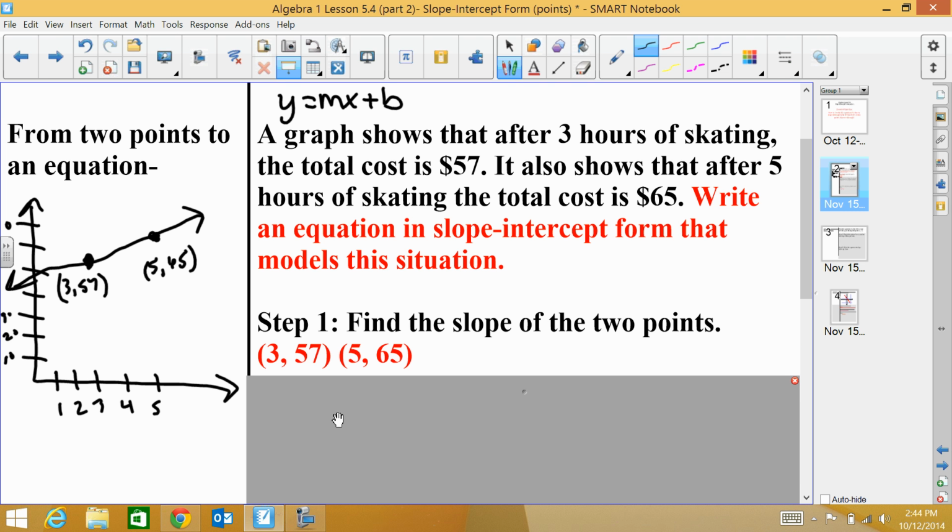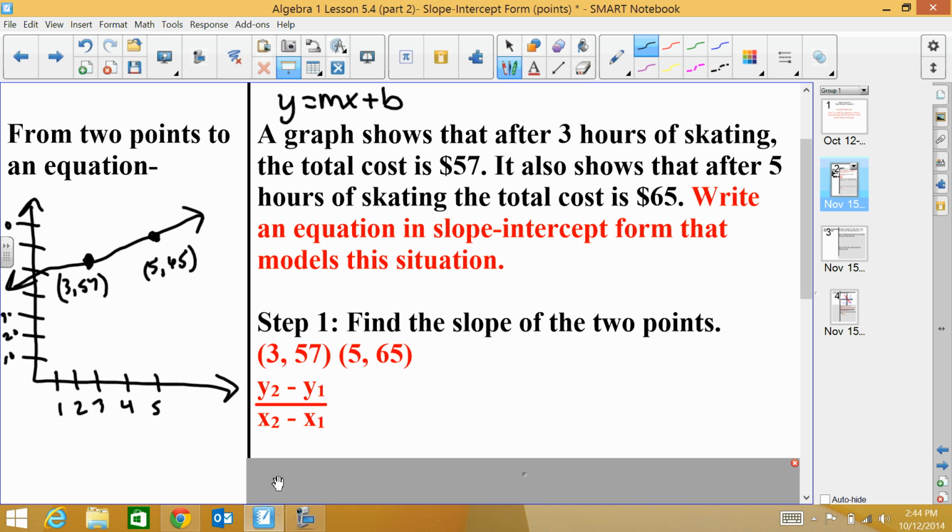So I'm going to use these 2 points, and I'm going to find the slope using my formula for slope, which is y2 minus y1 over x2 minus x1. So from here, I'm going to label these x1, y1, x2, y2, so we get not as confused. So we have y2 minus y1, so 65 minus 57 over x2 minus x1, so 5 minus 3.